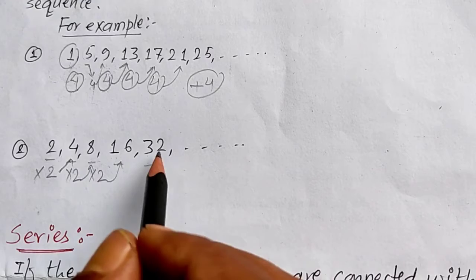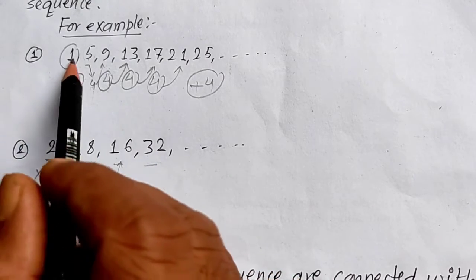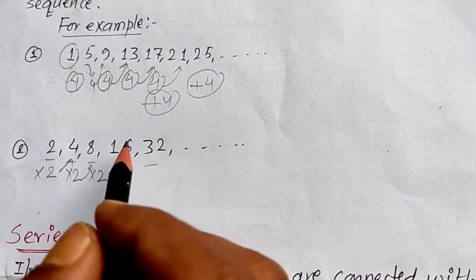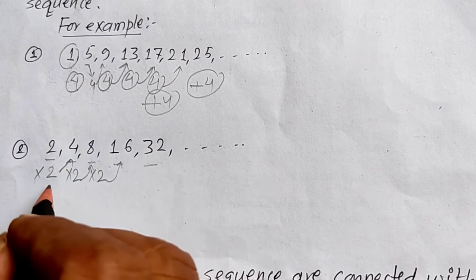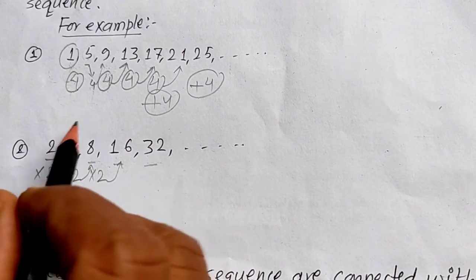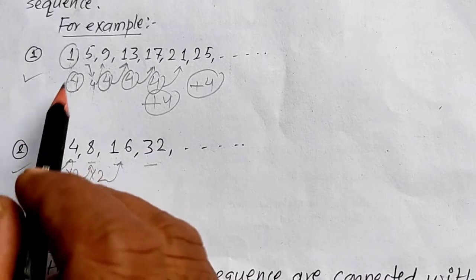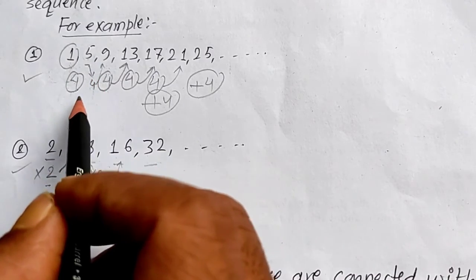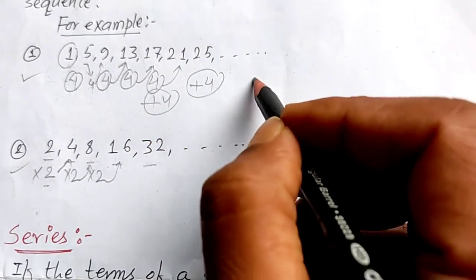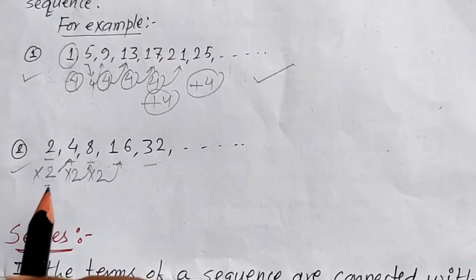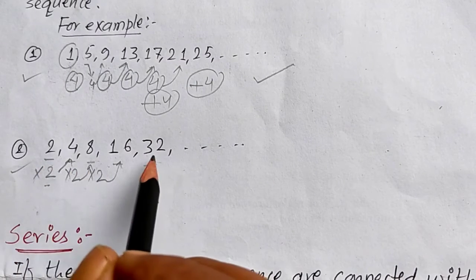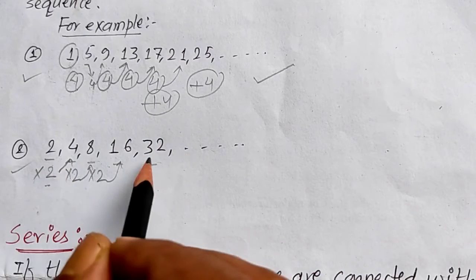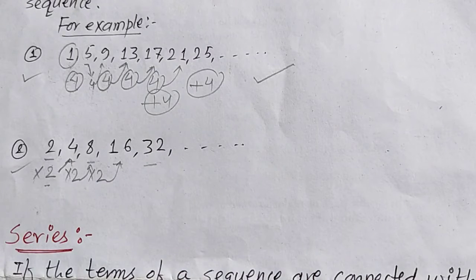In the first case, we added a constant number 4 to each term. But in the second example, we multiplied each term by a constant number 2. So examples 1 and 2 are examples of a sequence, because in the first example we added the constant number 4 to each term and obtained a list of numbers. Similarly, in example 2, we multiplied each term by the constant number 2 and obtained a list of numbers. Such an arrangement is called a sequence.